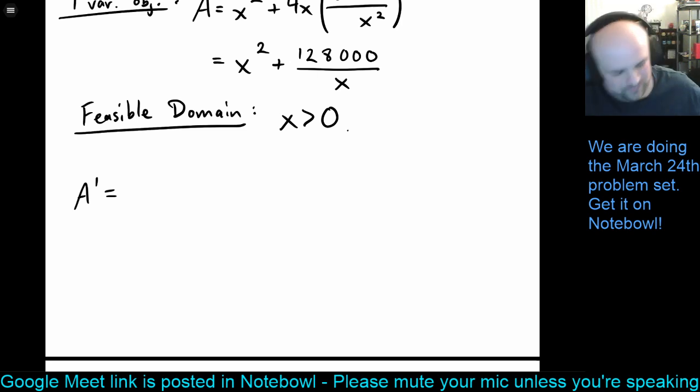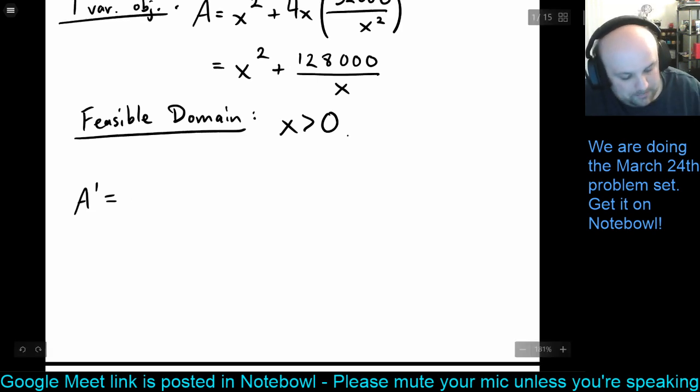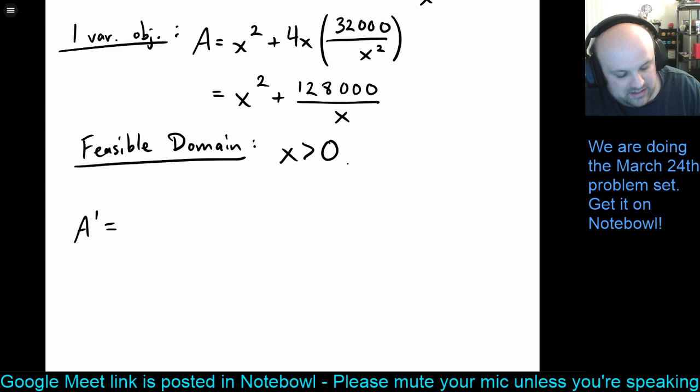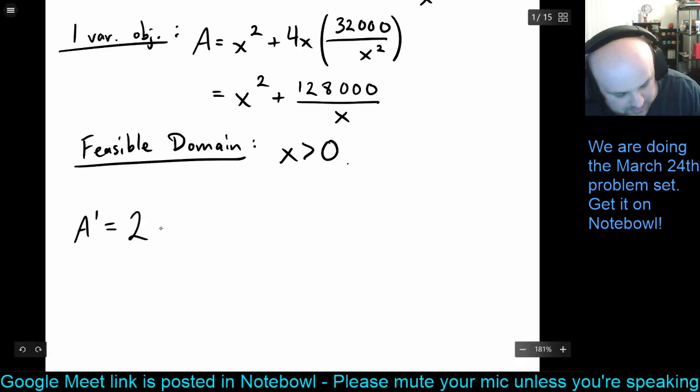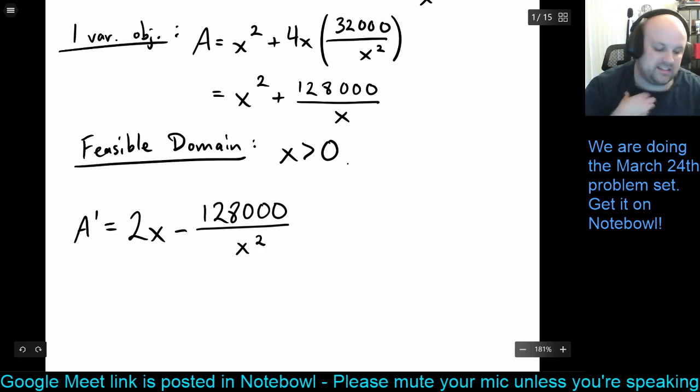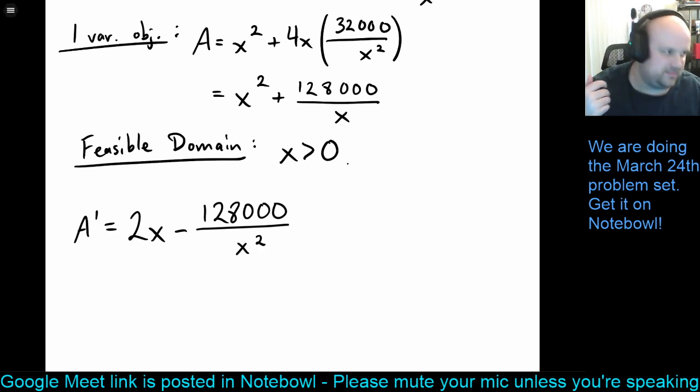All right. Anyway, let's go ahead and take the derivative here. So 2x, this is going to be minus 128,000 over x squared, right? Because again, this is just 128,000 times x to the minus 1.